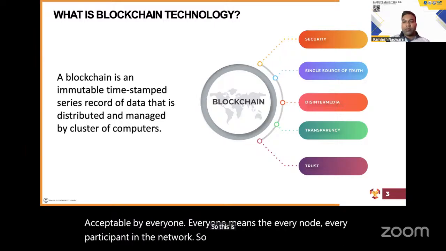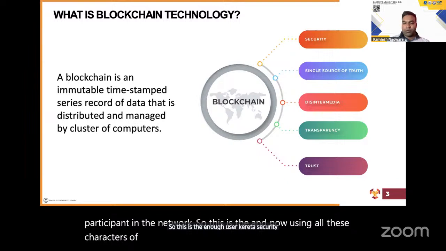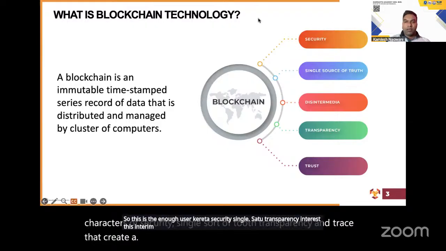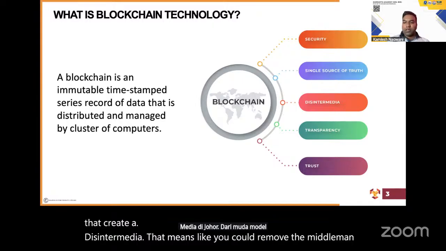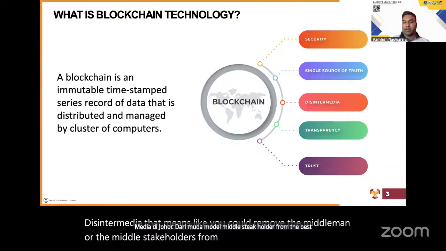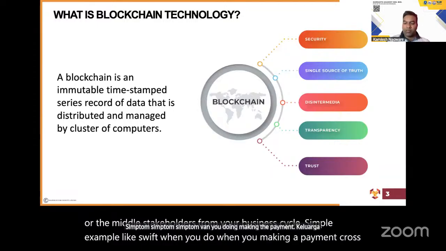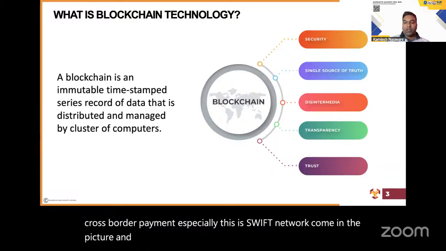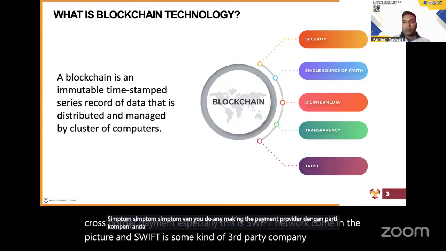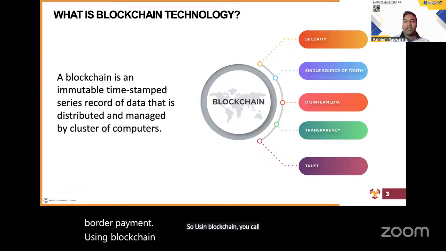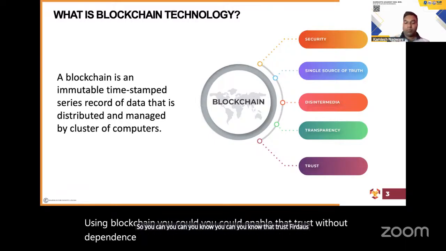Now, using all these characteristics of security, single source of truth, transparency, and trust, that creates disintermediation. That means you could remove the middleman or the middle stakeholders from your business cycle. A simple example is Swift. When you're making a cross-border payment, the Swift network comes into the picture, and Swift is some kind of third-party company. Why do we need Swift? Because there is trust required in cross-border payment. So using blockchain, you could enable that trust without dependence on third parties. This is a typical definition of blockchain.